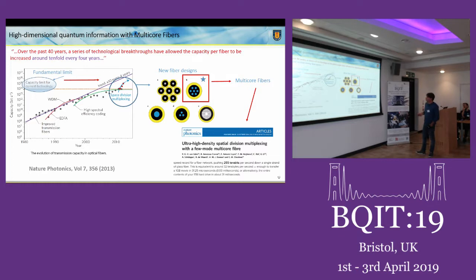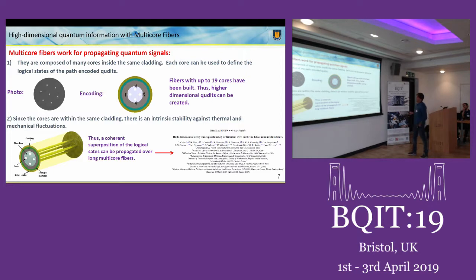It has been used to show that you can download 1 terabyte of data in 0.03 seconds. And so we decided to try it for quantum information processing. The idea is to encode the qubit states on the core modes available for the photon transmission inside the fiber. There are fibers with up to 19 cores built already, so you can have larger dimensional quantum systems with them. And since you have the cores inside the same cladding, the fiber is intrinsically stable against thermal and mechanical fluctuations, no?